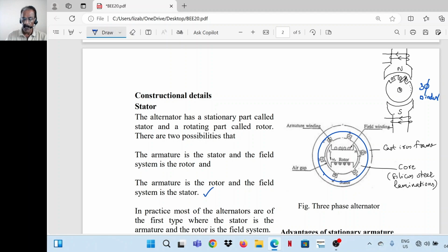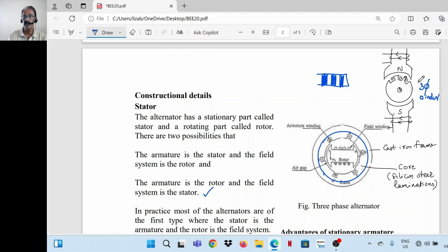Now the output of the armature is connected. Say three phases are there, A, B, C. The terminals are connected to slip rings attached to the shaft of the alternator. So the RYB terminals are connected here. And using brushes, we can collect current from the slip rings. This is one type of construction which is not generally used, and also for low rating machines it is used.